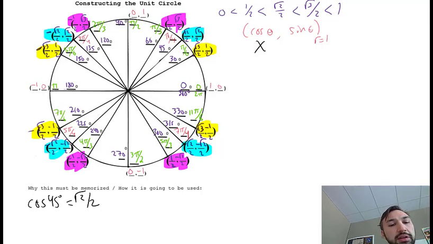Now, you can type that in your calculator and it's going to give you a decimal, but no one's interested to see if you can type that one in the calculator, because 45 is an angle that we memorize on the unit circle. That's one that you should be able to do without.